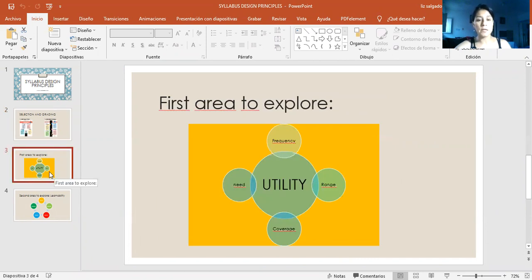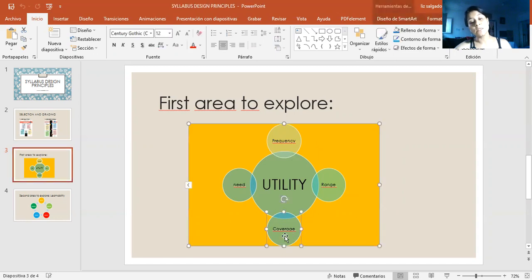The first area to explore is utility. It refers to frequency, range, coverage, and need. Frequency is about how often the student is going to use what we are teaching. The range means that it has to be contextualized in different contexts.